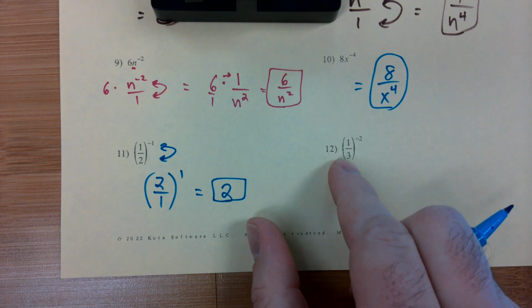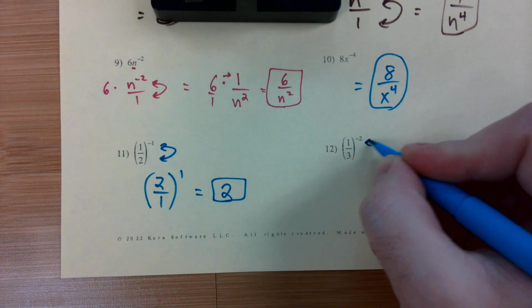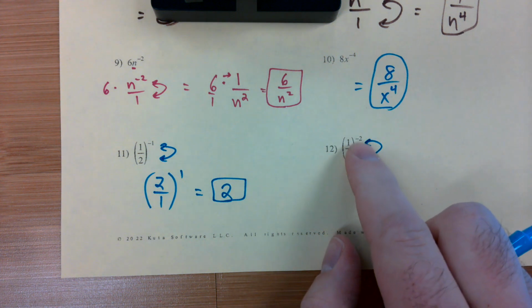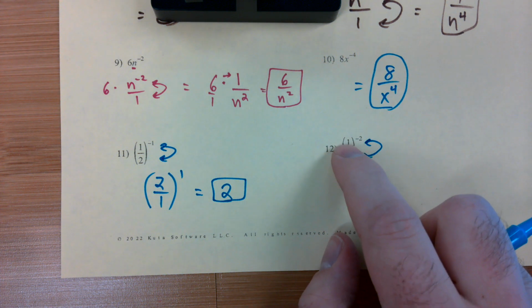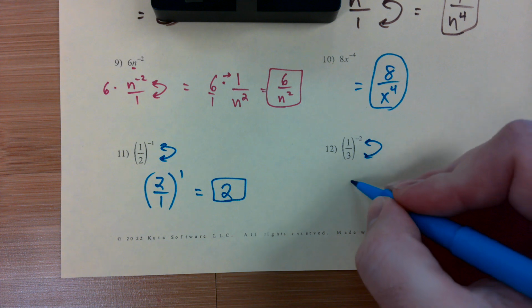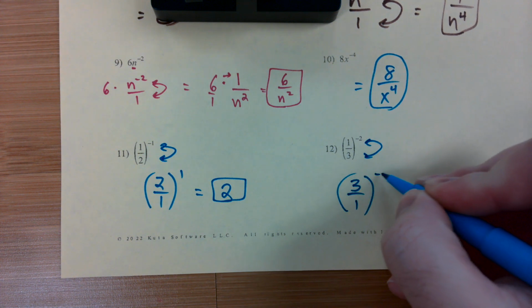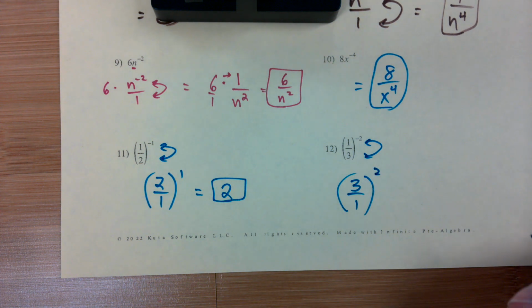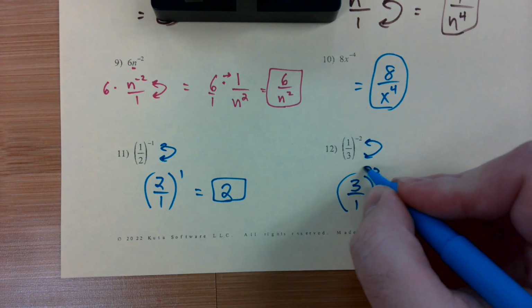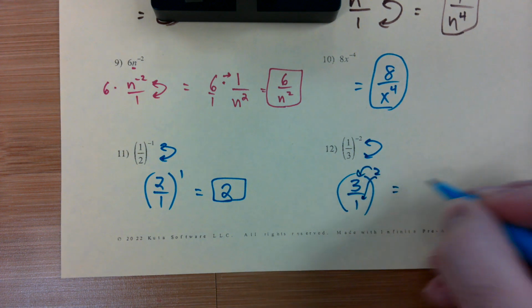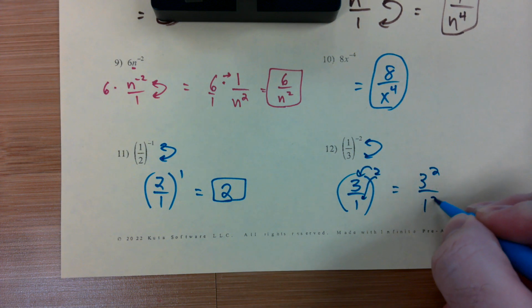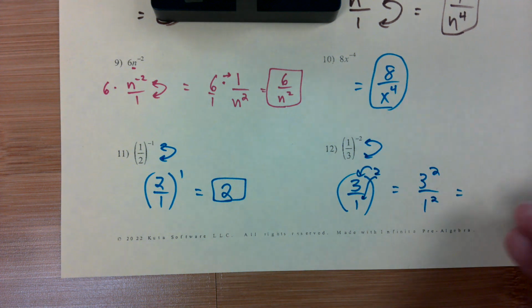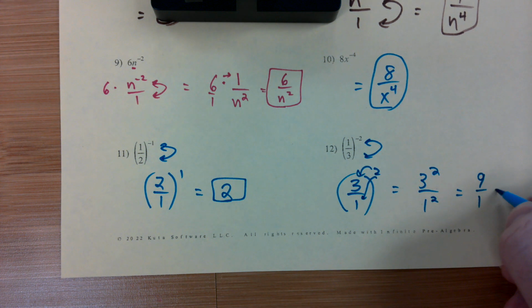And here we've got 1/3 to the negative 2. Again, the negative 2 is outside the parentheses, so we have to make sure both our numbers get it. 3 over 1 to the positive 2. Then we'll distribute that 2. So we get 3 squared over 1 squared. That's equal to 9 over 1, which is just 9.